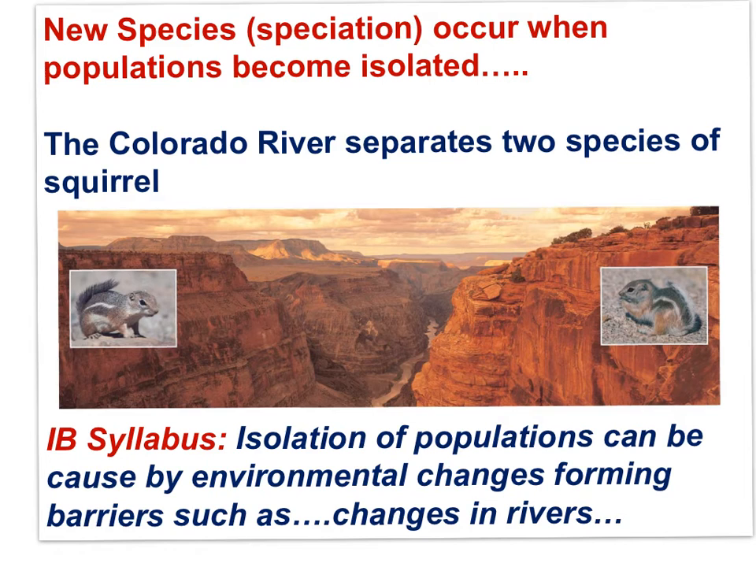New species, speciation, occurs when populations become isolated, most often as the environment changes. As the Colorado River slowly carved the canyon, a population of squirrels became separated on either side of the canyon. As isolated populations, they could no longer exchange genes, and changes in the genes through mutation or selection on the north rim were not shared with squirrels on the south rim, and changes in genes through mutation or selection on the south rim were not shared with squirrels on the north rim. Due to the genetic isolation, new species formed in these two locations. The squirrels on the north rim are not the same species as those on the south rim.